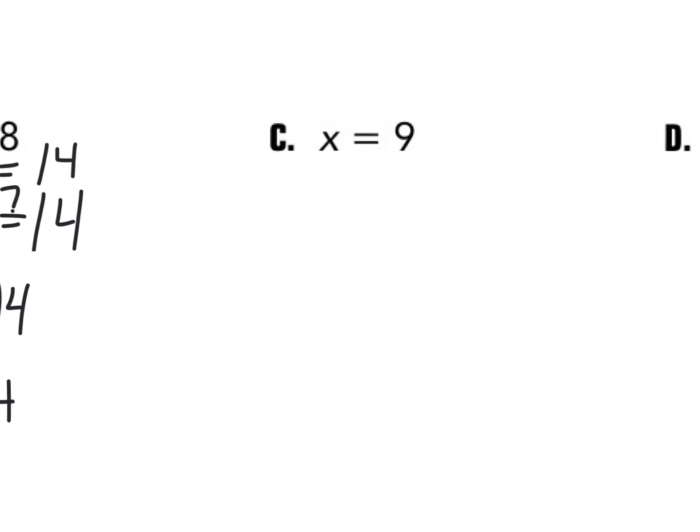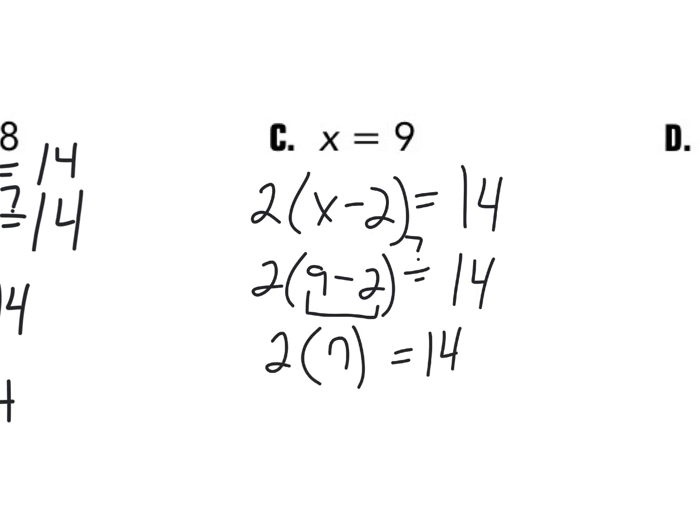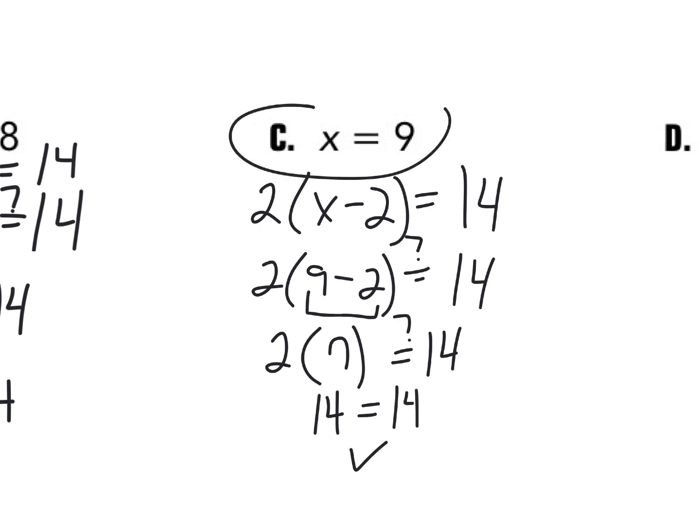Well, hopefully C works, or we've got another one where nothing works. We'll see what happens here. So 9 minus 2 is 7. 2 times 7 is 14, so that works. So choice C would be our answer for this problem.